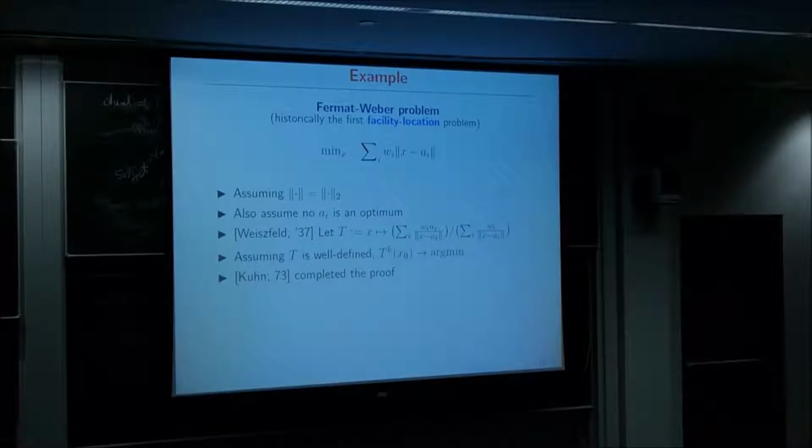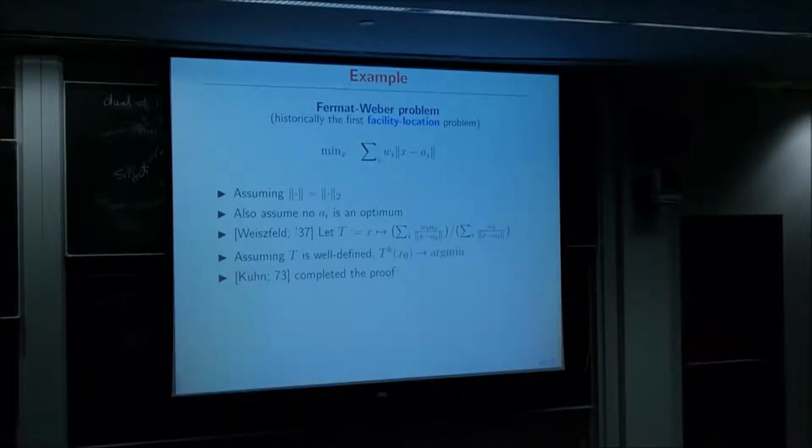So in 1D, or in 2D, if the points were collinear, then one of the a_i would be an optimum. But in general, most of the time, none of the a_i will be optimum. So Weiszfeld in 1937 said, let's do the following. If none of the a_i is an optimum, then that thing is actually differentiable.